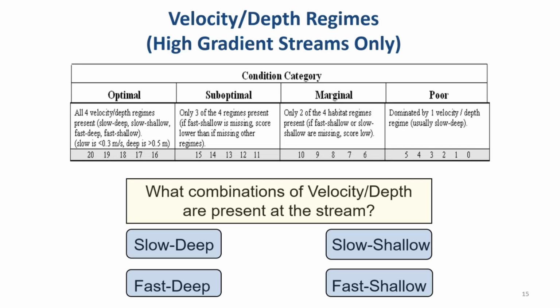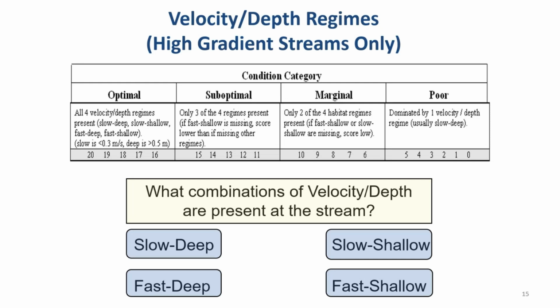So slow is less than 0.3 meters per second. I know that's hard to visualize, but basically the water is not disturbed on the top; it's moving very slowly. Deep is not particularly deep. It's over half a meter, so it's more like knee deep. It doesn't have to be very deep, but if you're a small macroinvertebrate, that seems deep.